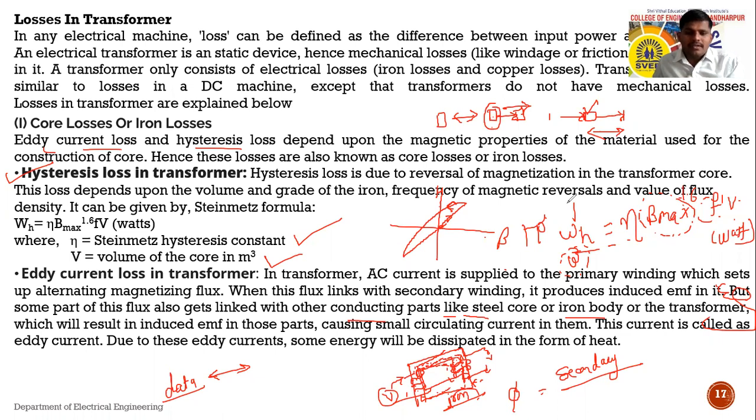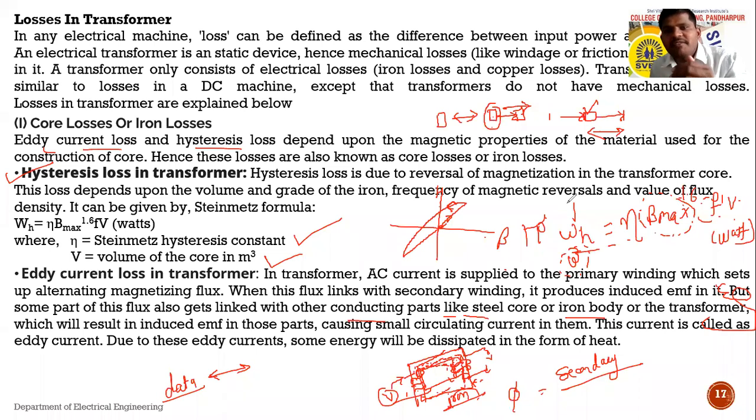Yes, sir. Due to that eddy current, the loss that occurs is called eddy current loss. And how is eddy current formed? Instead of linking all the flux to the primary and secondary, some part of the flux links to some conducting part or some body of the transformer.